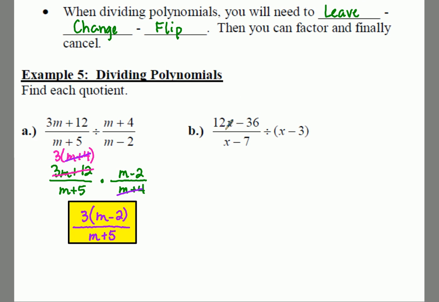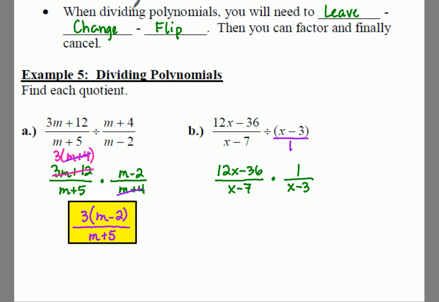Alright, so let's try B. B is a little trickier just because you have an x minus 3 over 1. And don't forget to write that over 1. So when you leave, change, flip it, you make this a 12x minus 36 all over x minus 7. And you're going to change your division into multiplication and flip this to be a 1 over x minus 3.